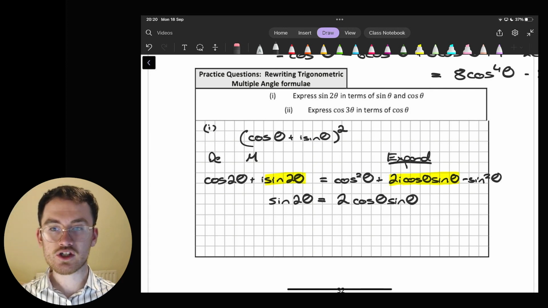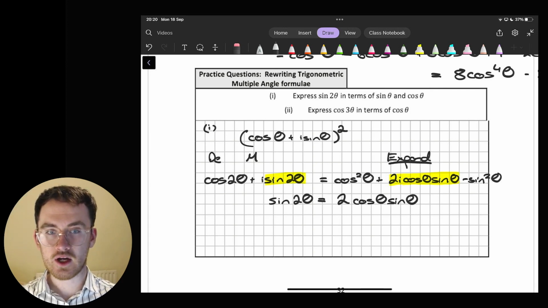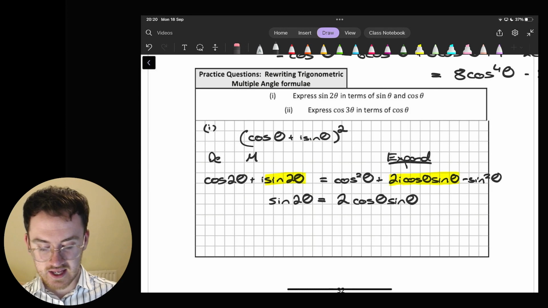And that's one of our double angle formulas that we had from trigonometry. So sine 2a is 2 cos a sine a. We had that already, but it's good for us to see a way that we can derive that, or prove that in a sense.